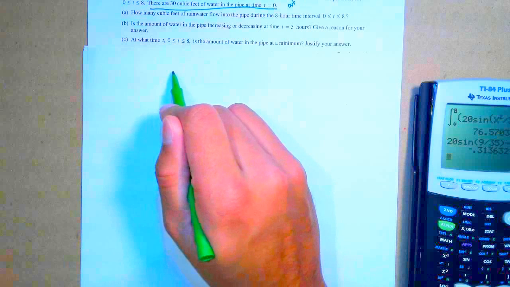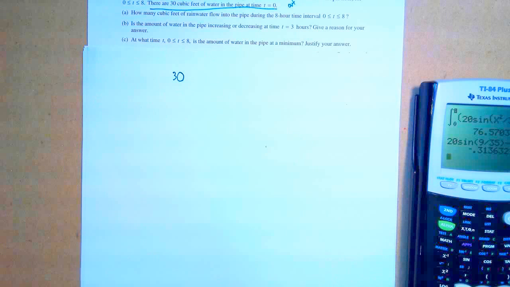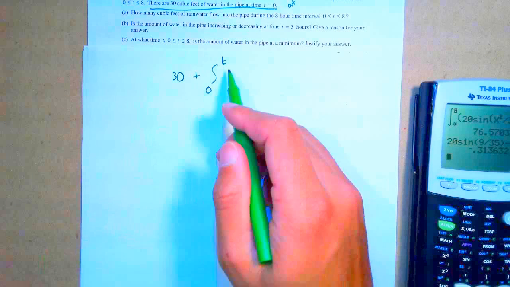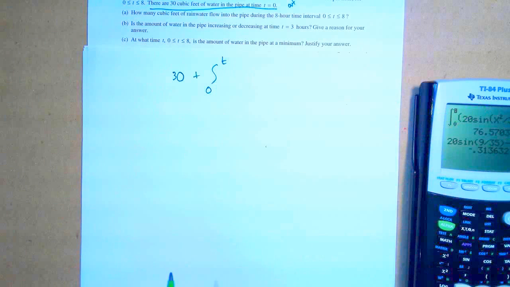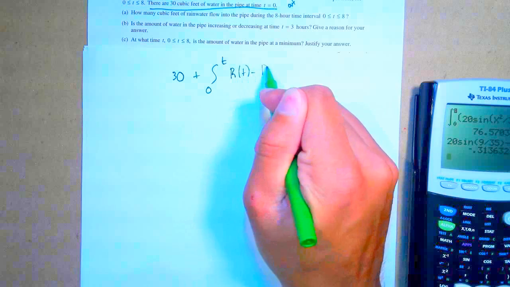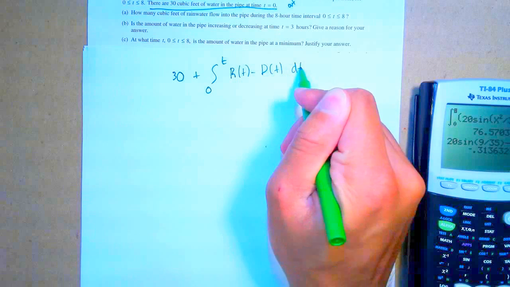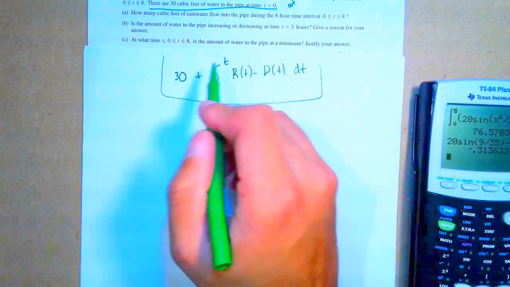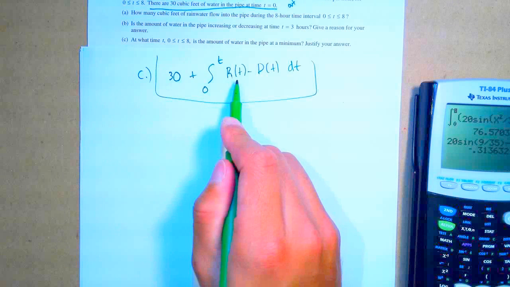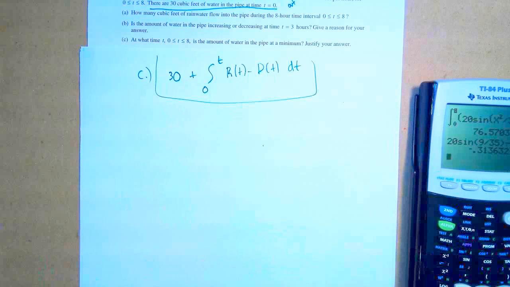Well, starting amount, which is 30, plus my integral from 0 to t. And 0 to t is going to be any time. So I can find the area or the amount of water that's going into the pipe. Well, what creates the equation of the water going into the pipe? Well, that's R of t minus d of t with respect to t. This equation that I have right here for part C is going to be the amount of water I'm going to have after a certain number of hours. Okay? This is my initial plus how much water is going in and out at any time.